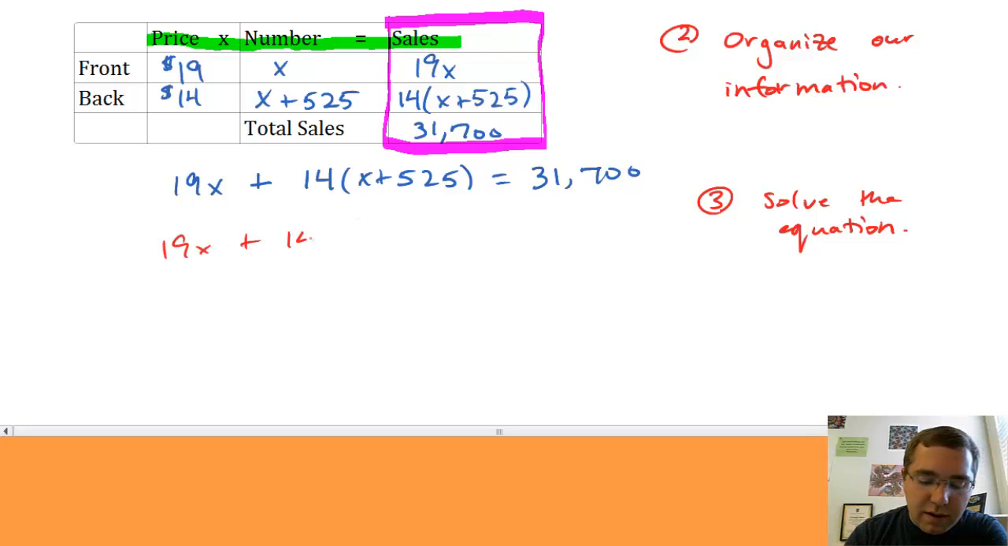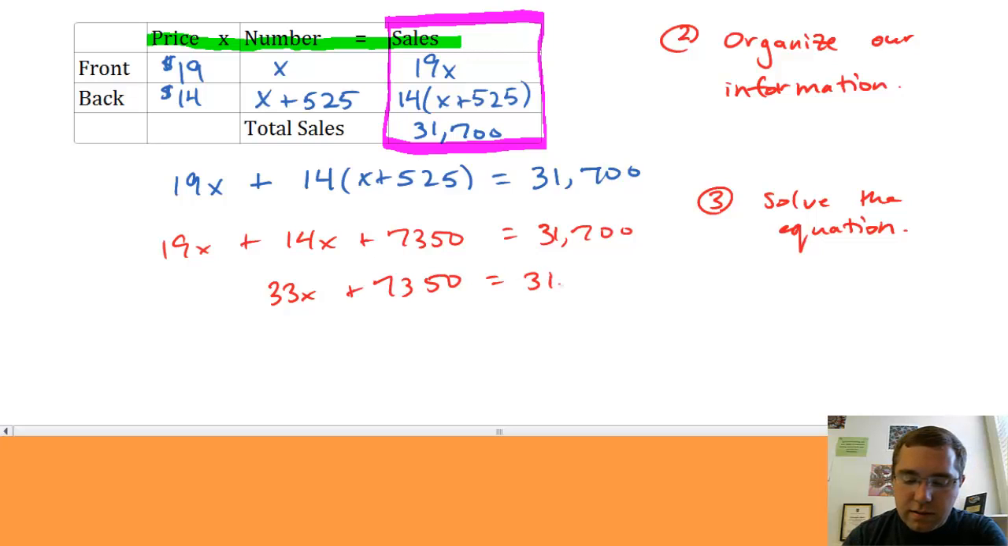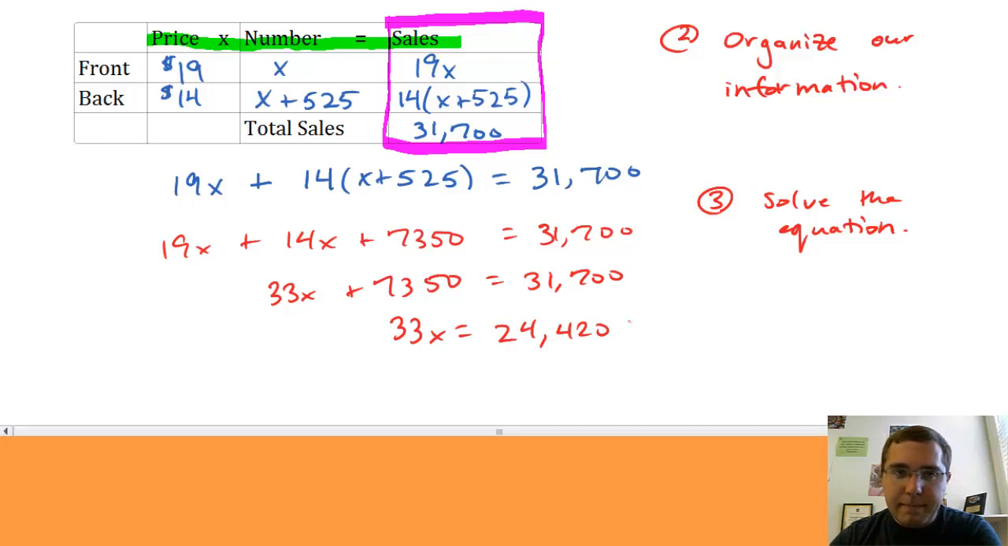I'm going to distribute the 14. And 14 times 525 is 7,350. 19x plus 14x gives me 33x. Subtract 7,350 from both sides means that 33x equals 24,420. And then I divide both sides by 33. So x equals 740.